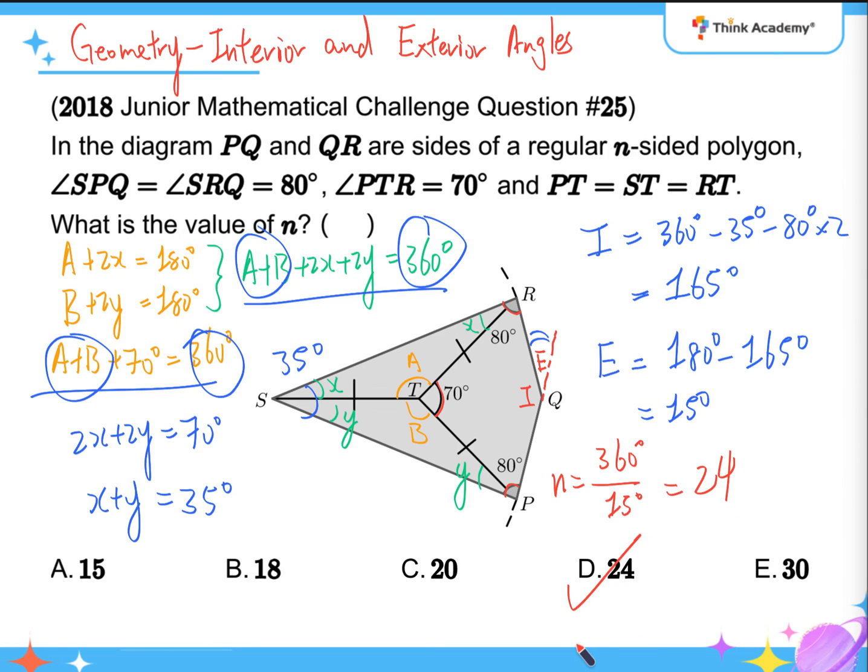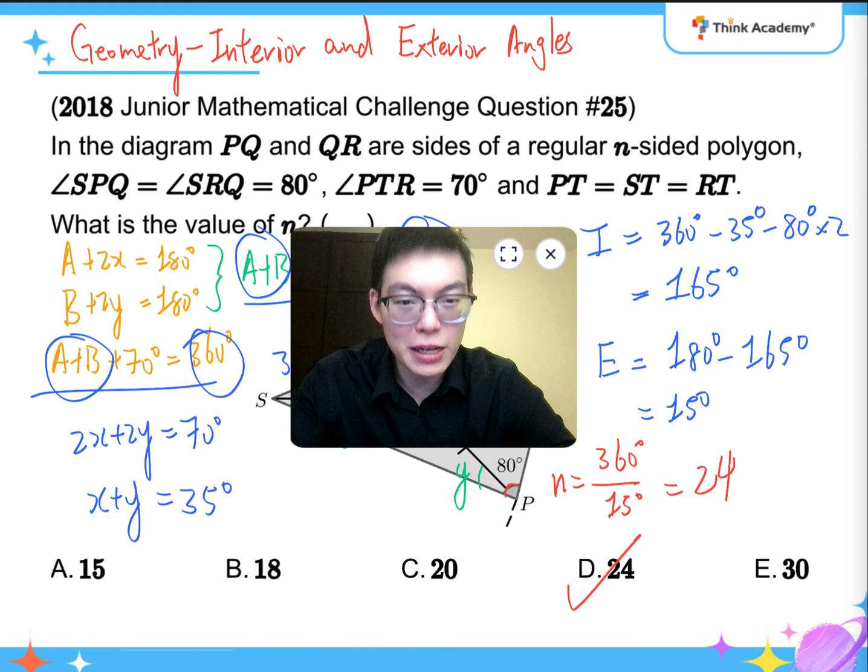That's a pretty long deduction process, and I would say that this is kind of a slightly more complex geometry question for your age, but as long as you're familiar with all these kinds of rules and laws in geometry, you will be able to solve it easily.